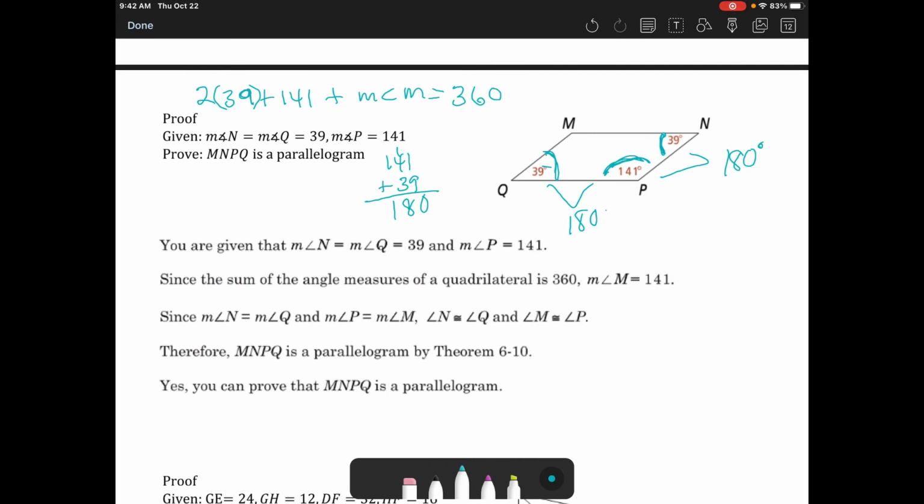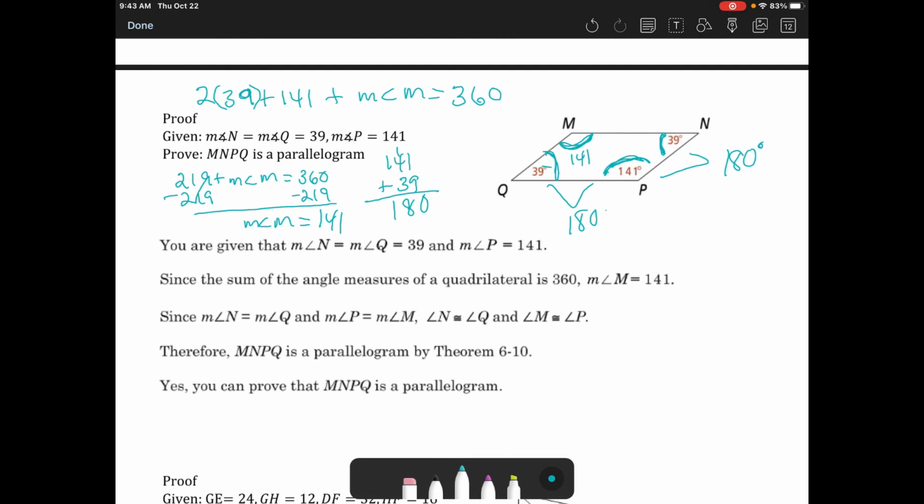And so 2 times 39 plus 141 is 219. So 219 plus the measure of angle M is equal to 360. So we subtract 219 from both sides. The measure of angle M is equal to 360 minus 219, which is 141. Okay?